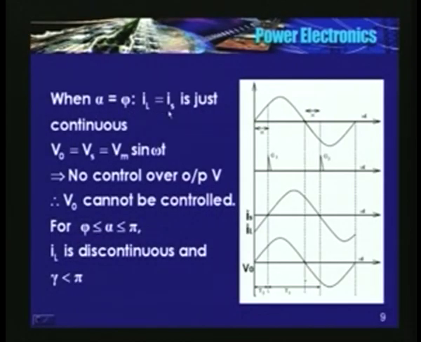In the previous case we saw alpha, current was discontinuous. It can happen only when alpha is greater than the power factor angle. I will repeat, current is discontinuous when alpha is greater than the power factor angle. Okay, so this is the condition. When alpha is equal to phi, IL is equal to IS, it is not discontinuous.